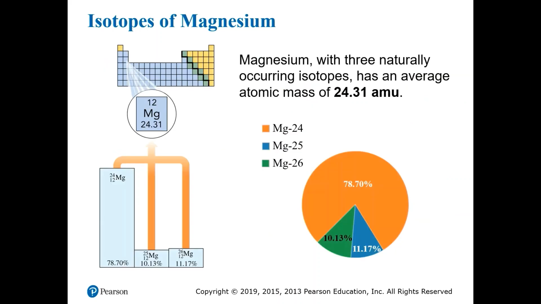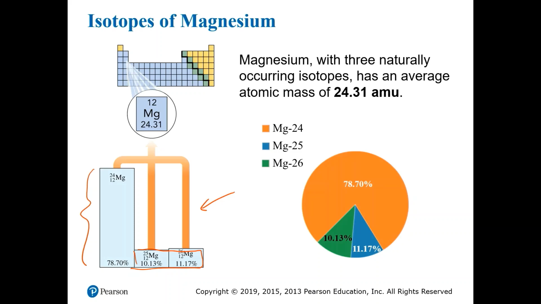Here you can see that shown as a pie chart, right? And also as a bar graph on the left. So on the bar graph here, you have most magnesium is magnesium 24, that's the largest part, and then roughly almost equal amounts of magnesium 25 and magnesium 26. Okay, just about 1% difference.